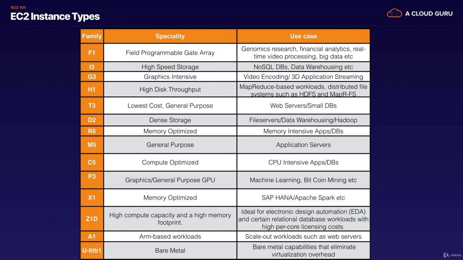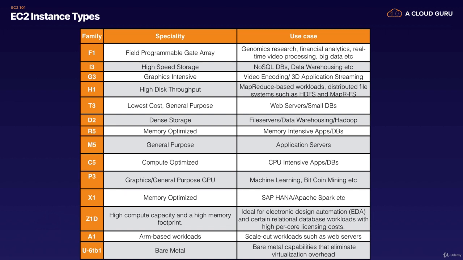We then have T3s. These are our lowest cost general purpose instances, and we're going to be using the T3s throughout the rest of this course. And typically the use case for that is web servers, small databases, etc. We've got D2s. These are dense storage. These are used for file servers, data warehousing, and Hadoop. We've got R5. These are memory optimized, and these are useful for memory intensive apps or databases. We then have M5. This is for general purpose use, and typically use this for application servers.